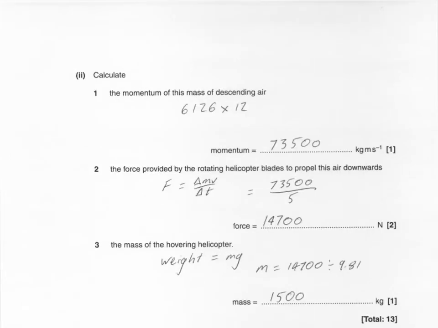And we're being asked to then calculate the momentum of that mass descending. That's simple: the mass that you've just calculated times the velocity. Of course, you could have an error carried forward on that.